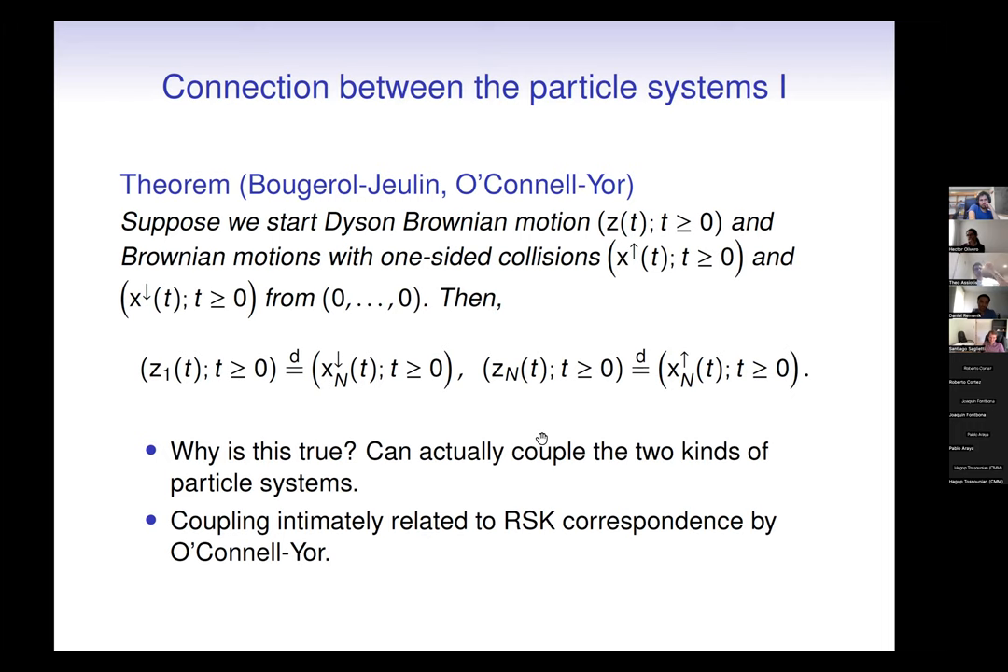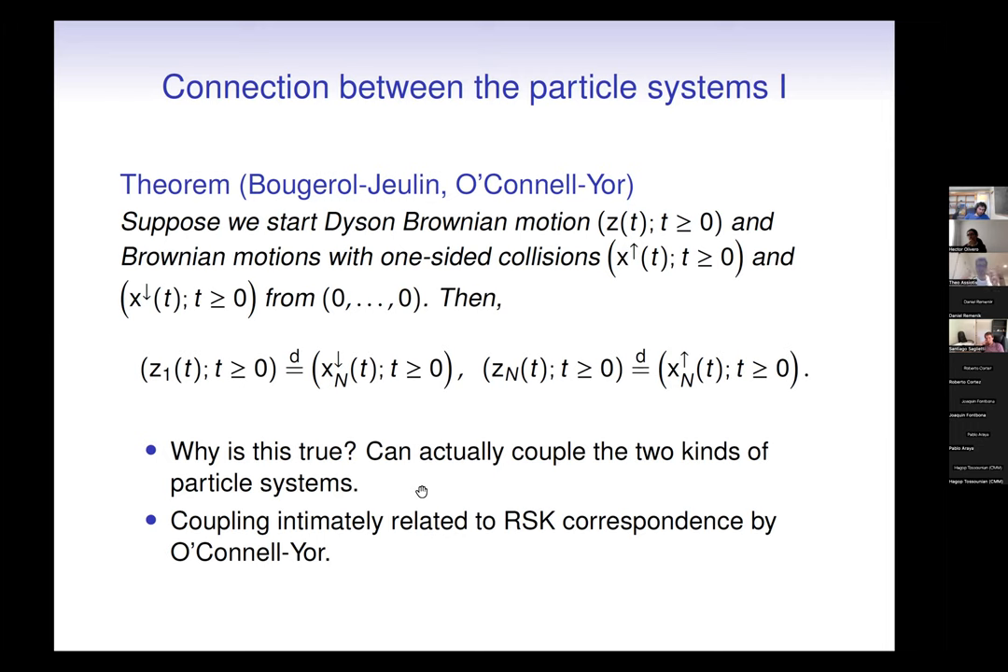The distribution of the lowest particle of the Dyson Brownian motion is the same as the lowest particle of the Brownian motion with one-sided collisions to the left. And the biggest particle of the Dyson Brownian motion is the same in distribution as the one-sided reflecting Brownian motions to the right. Okay, so this gives a connection between these two particle systems to random matrices through this Dyson Brownian motion.